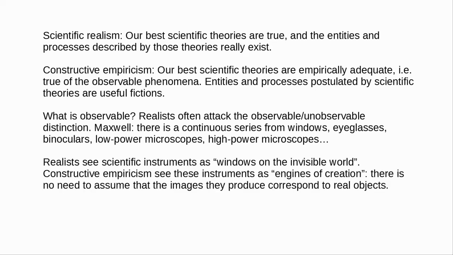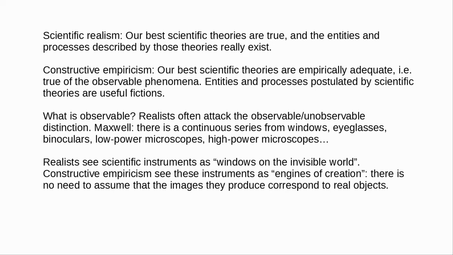For the realist, scientific instruments are, as Bas van Fraassen once poetically put it, windows on the invisible world. By contrast, constructive empiricists see scientific instruments as engines of creation. For an empiricist, instruments produce new images that must be accommodated by scientific theories, but there is no need to assume that these images correspond to any real objects. What is shown by an electron microscope might, for all we know, be a kind of illusion. So even though we have these instruments, bacteria and mitochondria and things like that are not actually observable.